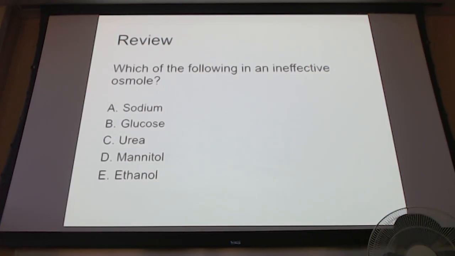Delta? Only one of them is an ineffective osmole. Delta? Not delta, oh, no, urea. Urea is an ineffective osmole. So know the difference between effective osmoles and ineffective osmoles. Effective and ineffective are not synonymous with measurable and not measurable. Okay? So know the difference.